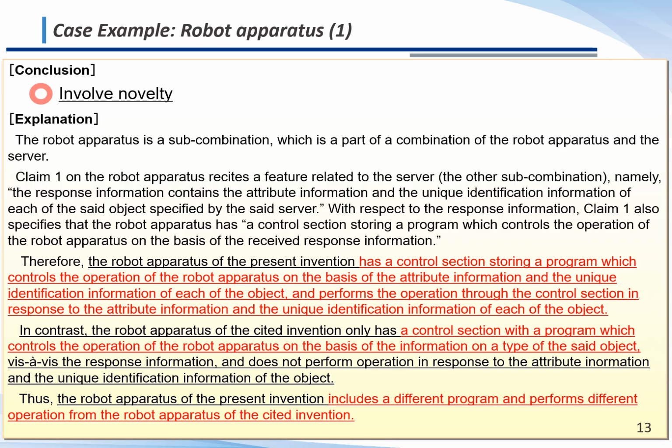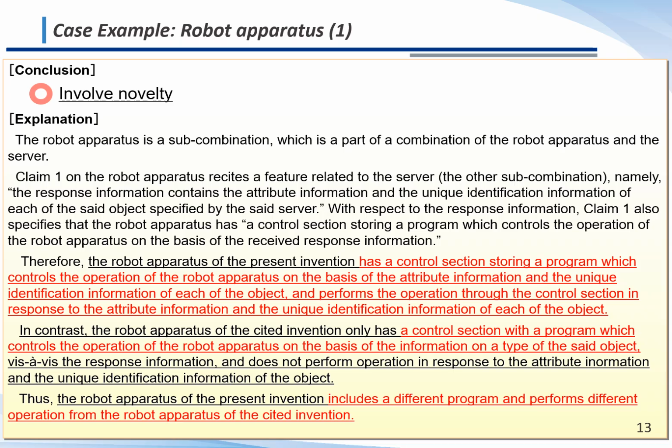Therefore, the robot apparatus of the invention of Claim 1 has a control section storing a program which controls the operation of the robot apparatus on the basis of the attribute information and the unique identification information of each of the object, and performs the operation through the control section in response to the attribute information and the unique identification information of each object. In contrast, in the cited invention, the response information is the information on the type of object specified by the server.